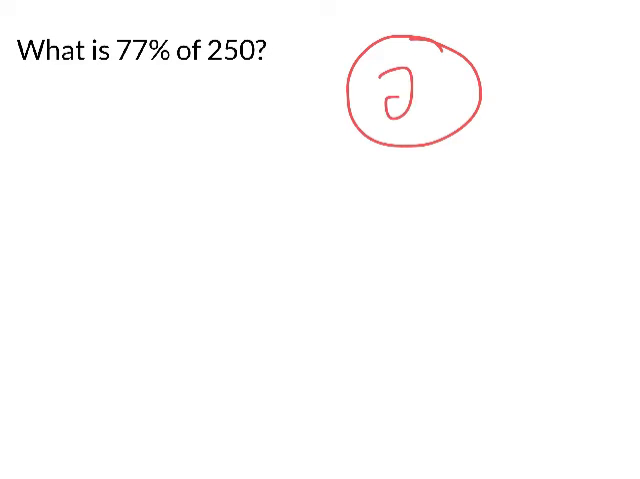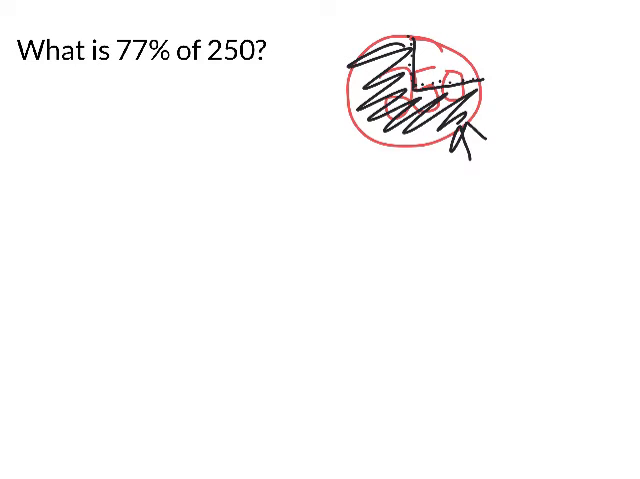So in this one, we have some big whole. We know what that is. It's 250. And we're trying to find 77% of it. So that's a little bit more than 3/4. So we're trying to figure out what all that is, ish. But we don't know. So we're trying to figure that out.